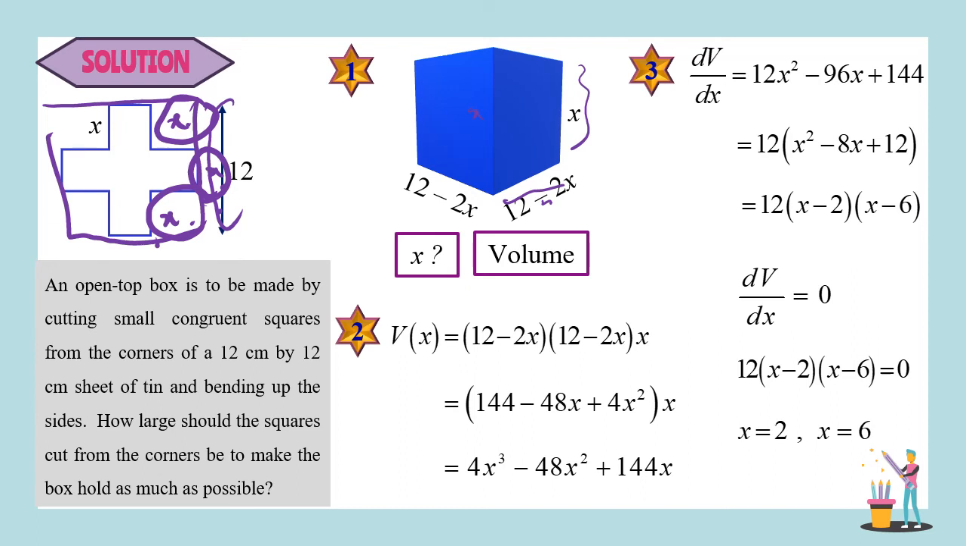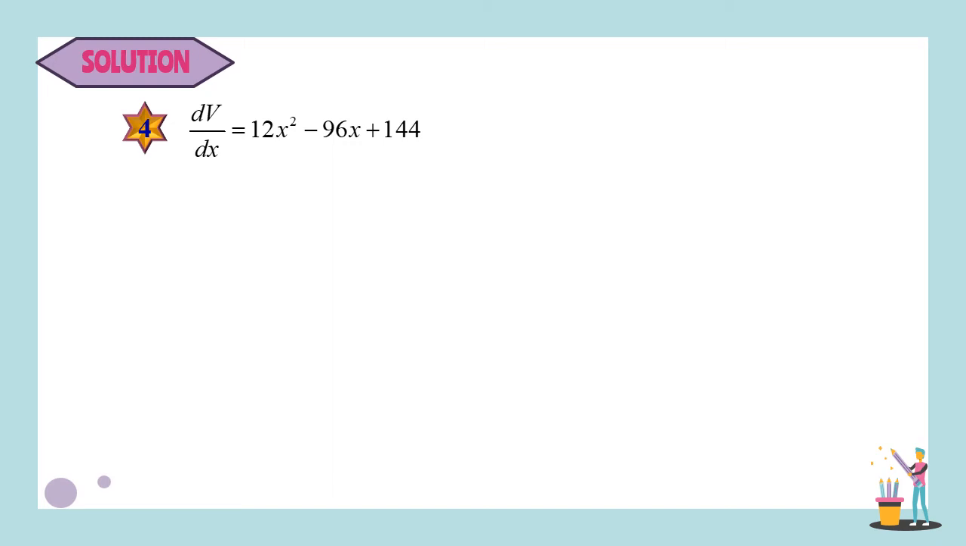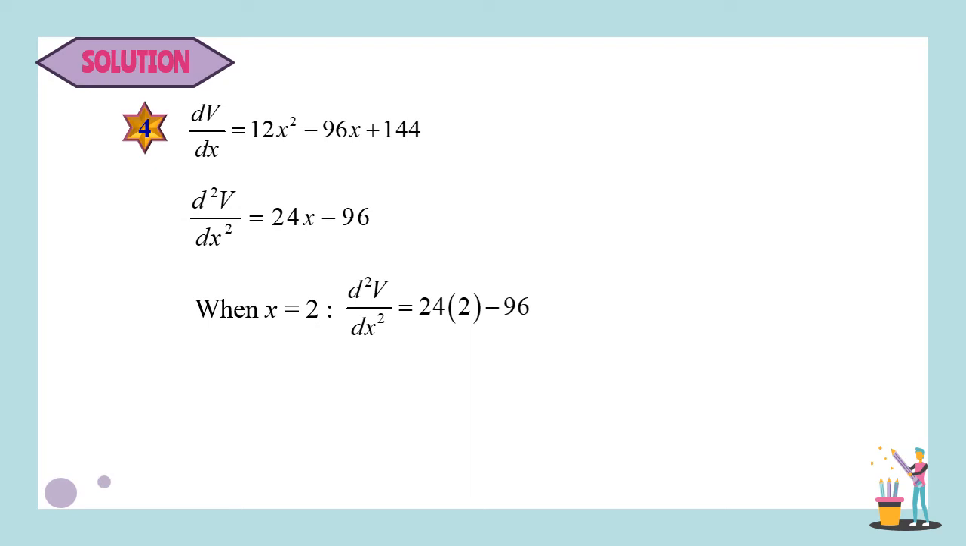So what is the next step? To verify. We need to verify whether it's maximized or minimized, depending on the question. So the first step should be the second derivative test. So we have to differentiate the volume again. For the second derivative, we get 24x minus 96. So check for both critical numbers. When x equal to 2, we substitute into the second derivative, we get negative 48, which is less than 0. That means it will be maximized.